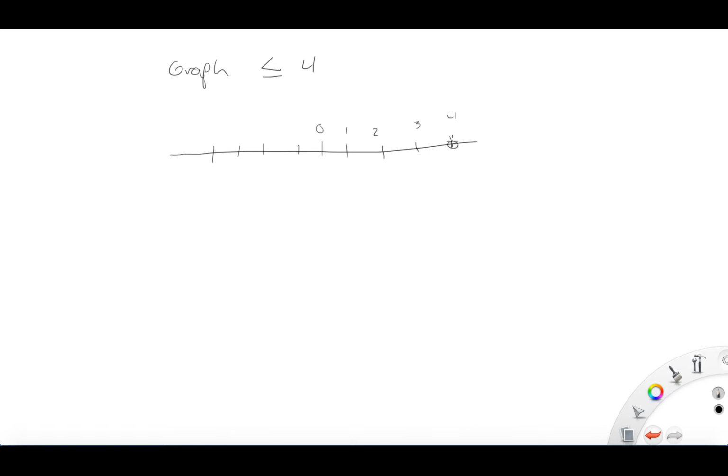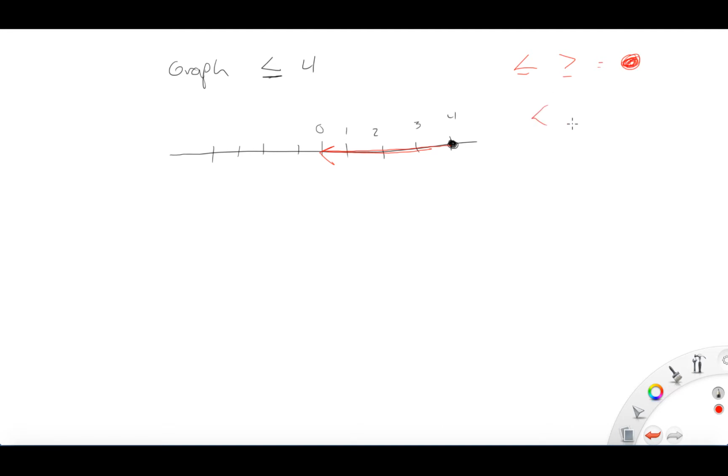Then I can put a circle here, okay? Noting that this is the spot. But notice, because it's equal to, I'm going to fill in the circle because it comes all the way up to 4, but everything else, because it's a graph of less than and equal to 4, then my arrow is going to go this way indefinitely, okay? So I have a filled in circle when I have a greater than and equal to, less than and equal to sign. It equals a circle that is filled in, okay?